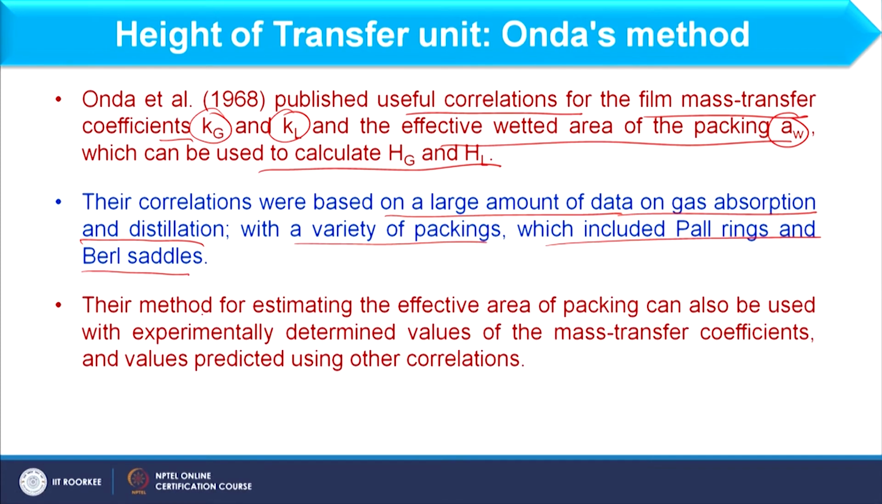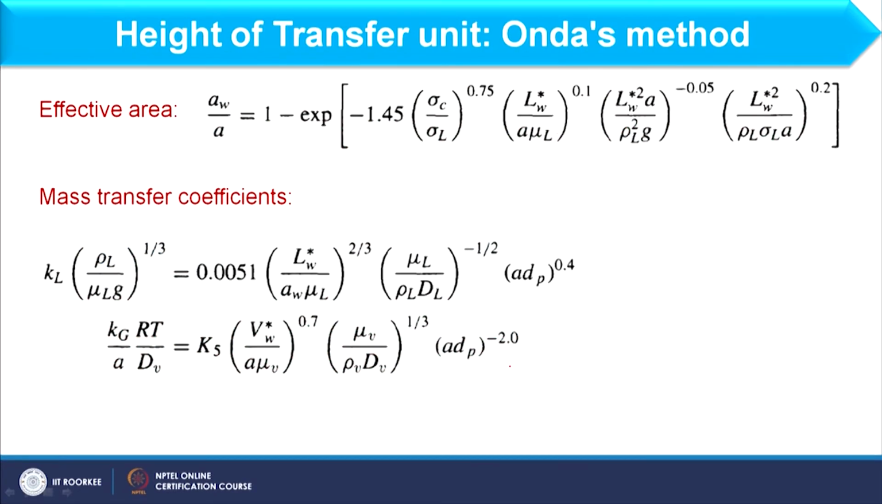Okay. So, Onda's method for estimating the effective area of the packing can also be used with experimentally determined values of mass transfer coefficient and values predicted using other correlations. So, that is the flexibility of this method. So, let us see the expressions of this method.